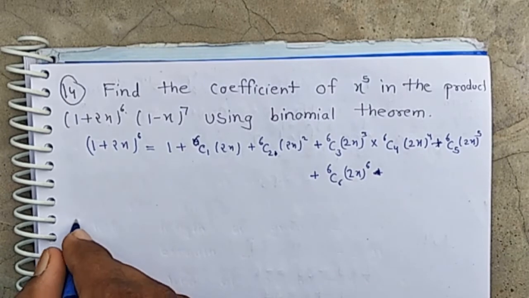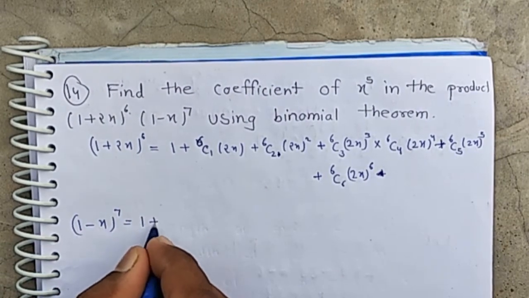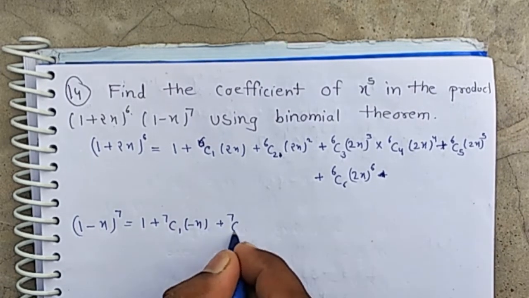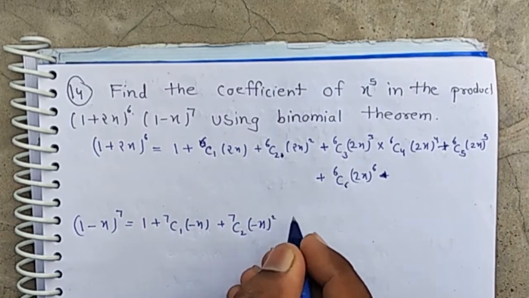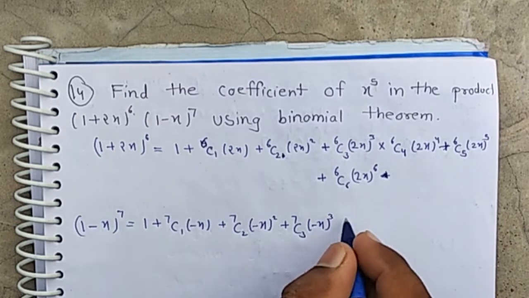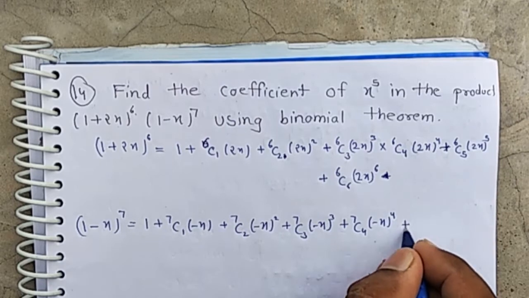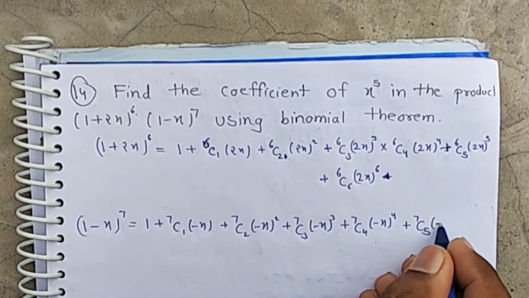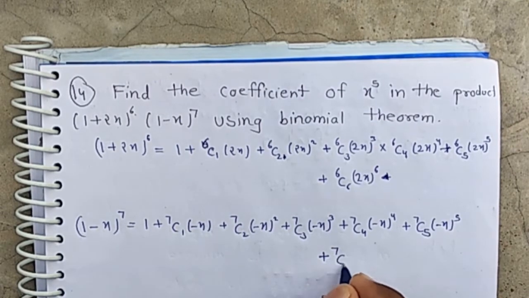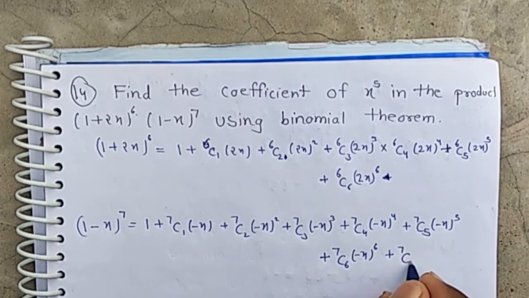Now the expansion of (1 - x)^7 is equal to 1 + 7C1 (-x) + 7C2 (-x) square + 7C3 (-x) cube + 7C4 (-x) to the power 4 + 7C5 (-x) to the power 5 + 7C6 + 7C7.